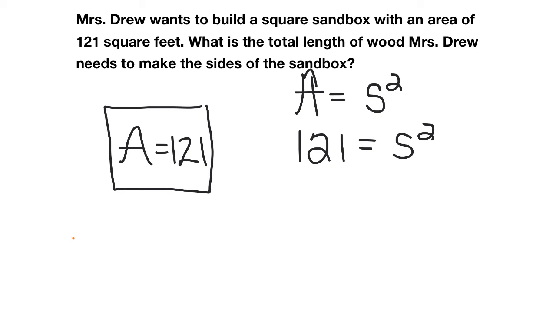We need to undo the exponent of 2. In order to do that, we need the square root. So we will find the square root of both, and we find out that the side is equal to 11.